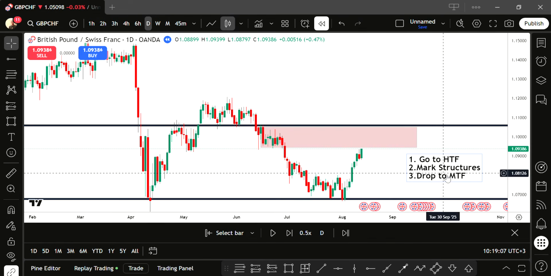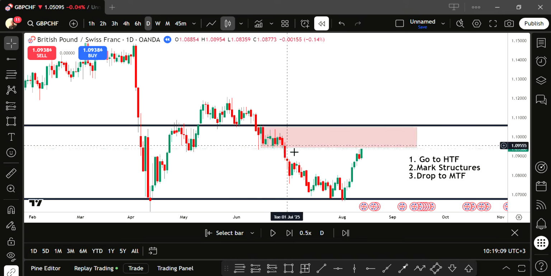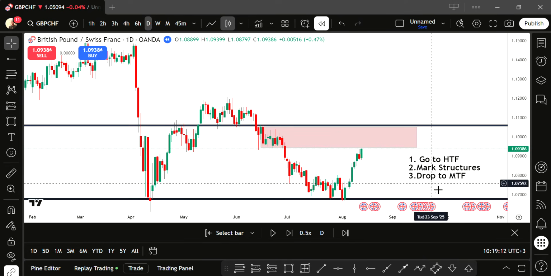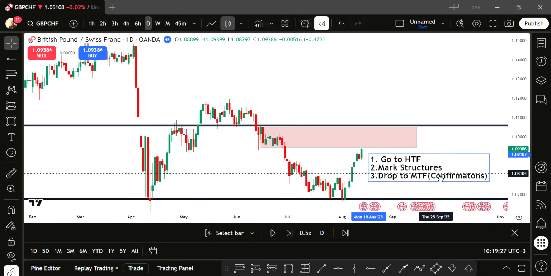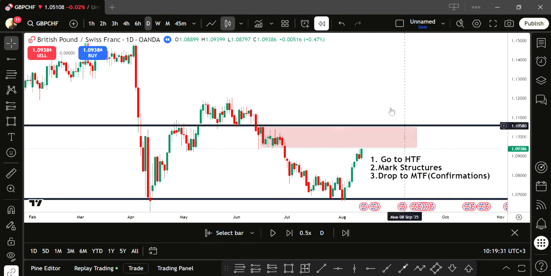Now let's continue. So after highlighting this, rule number 3 also has this. This is where we also get confirmations. This is where I also get confirmations to drop down to the lower time frame to look for entries.